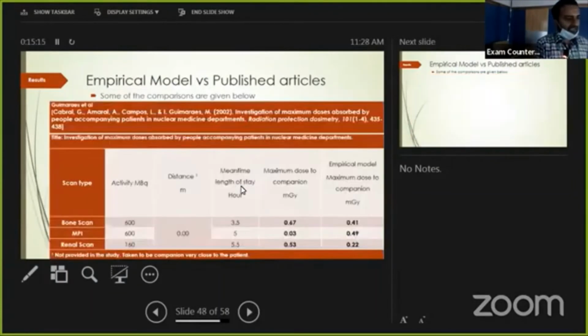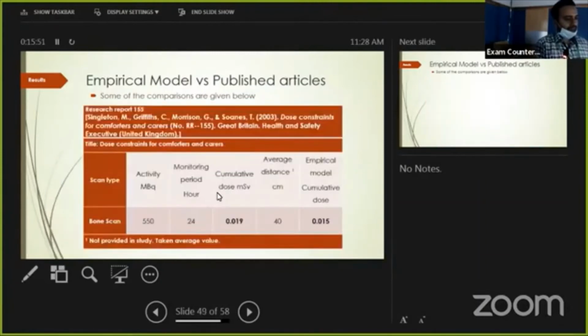So some comparisons related to a previously published study. You can see here the maximum doses to the companion. In this study, they gave radiation dosimeters to the companions, and companions were with the patient all the time, as they have stated in their paper. So these were the readings, and if similar conditions were employed in our empirical model, these were the readings. It's very near for some cases, but too much deviated for some cases as well.